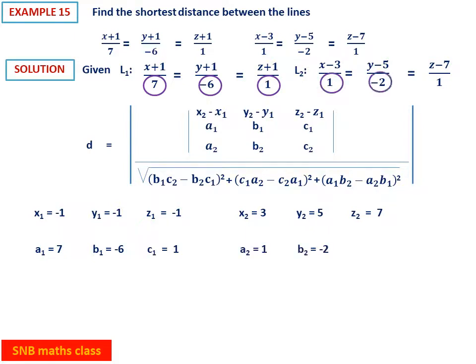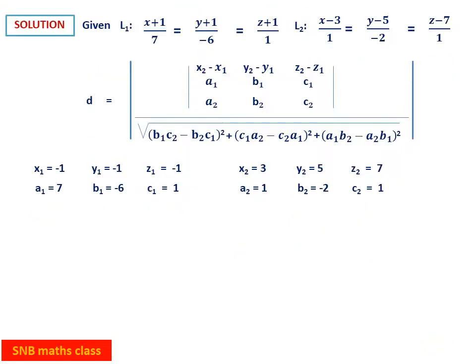Then a2 is 1, b2 is minus 2, and c2 is 1. Once these things are over, the problem is solved. Just substitute and simplify. Let us see. First I have to find the determinant value, that is x2 minus x1, y2 minus y1, z2 minus z1, and then a1, b1, c1, a2, b2, c2.